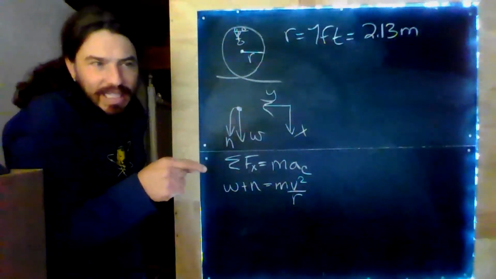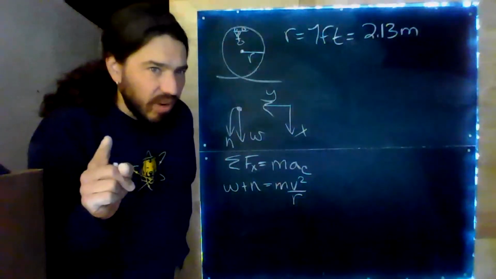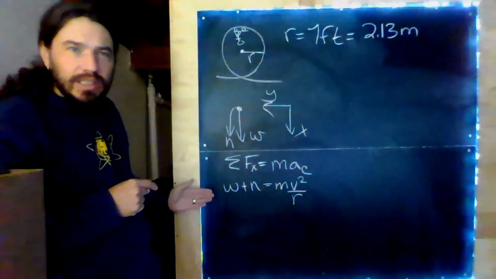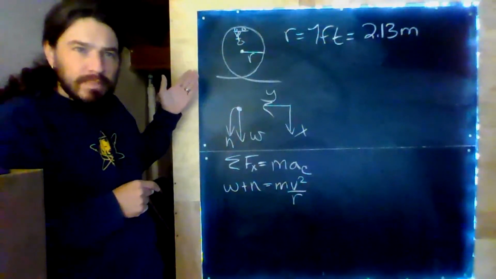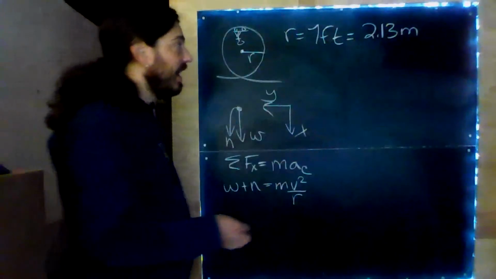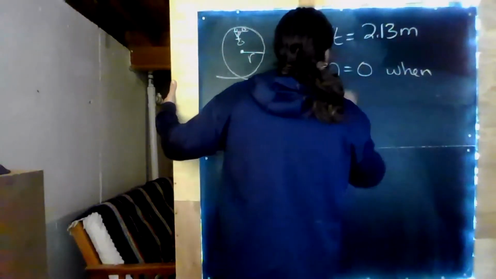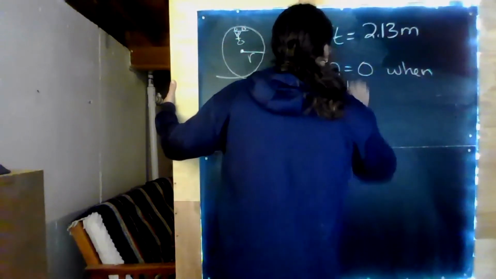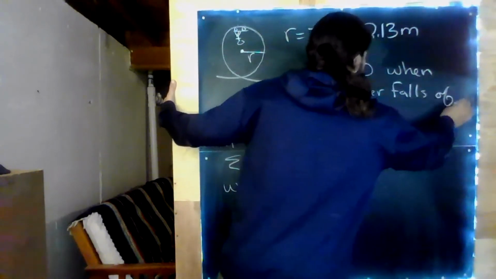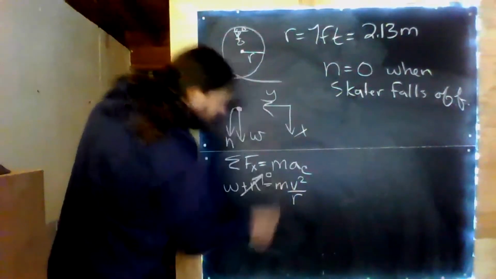What's the minimum speed the skater must have at the top of the loop? In order to what? In order to not fall off, right? Mathematically, how can we say he fell off? Well, he's no longer in contact with the track if N equals 0 when the skater falls off. So what we're going to do then, we're going to let N go to 0.